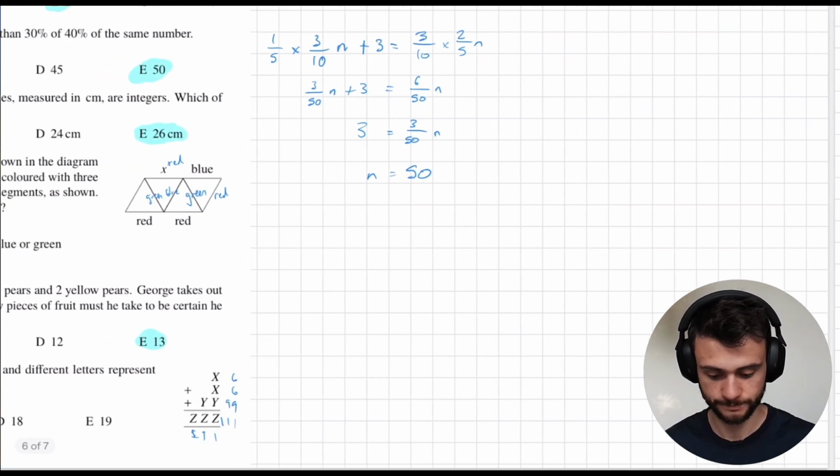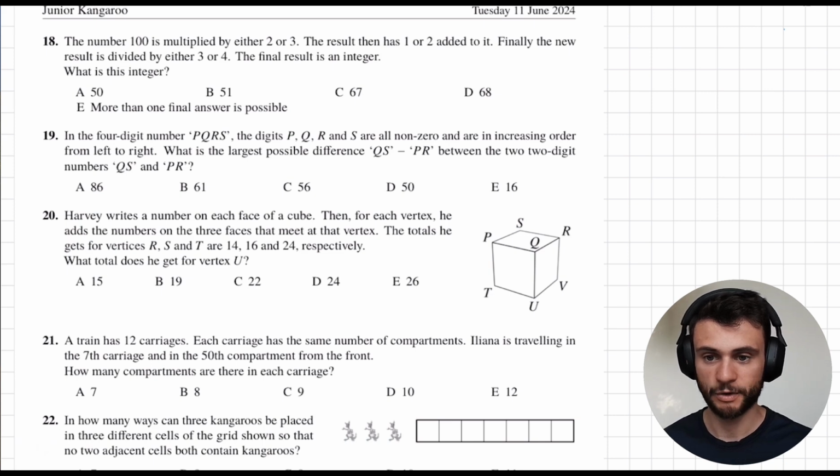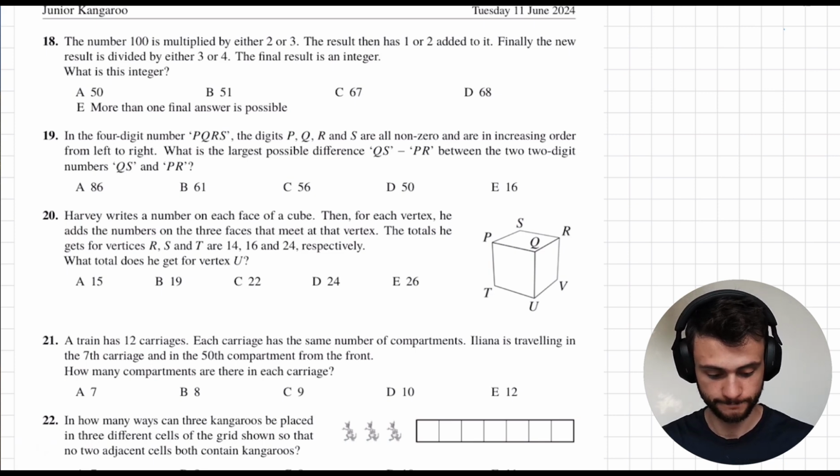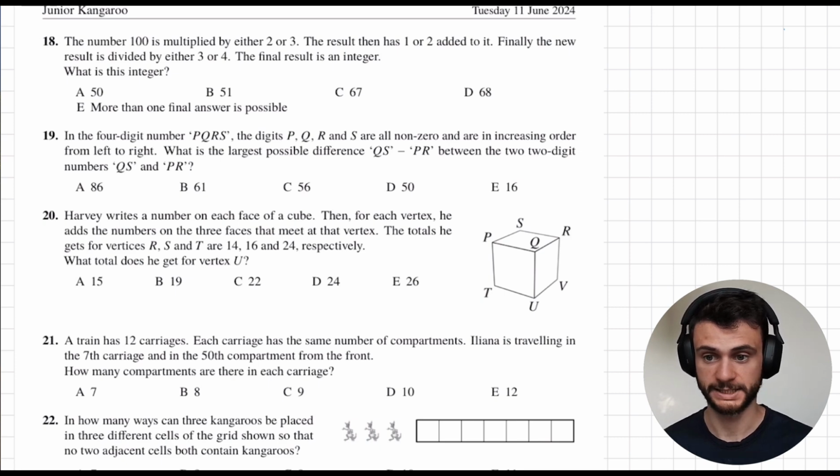Awesome. Last page. Number 100 is multiplied by either 2 or 3. The result then has 1 or 2 added to it. Finally, the new result is divided by either 3 or 4. The final result is an integer. What is this integer?